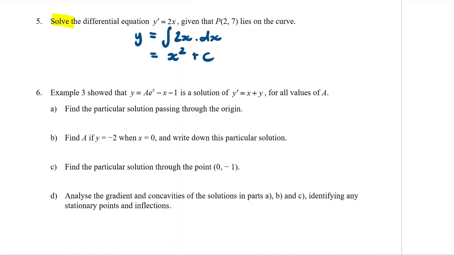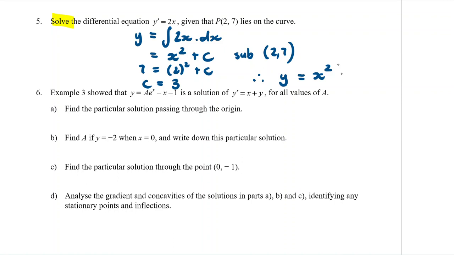Now, we've been given some information so that we can work out what the plus c part is. So we now sub the point 2, 7 into the equation. The y is equal to the 7, x is equal to 2, so 2 squared plus c. So 2 squared is 4, subtract the 4 from the 7, and we get that c is equal to 3. And our solution, we rewrite the equation for y, would be y equals x squared plus 3. We have found the original equation that solves that differential equation with the information that we have been given.